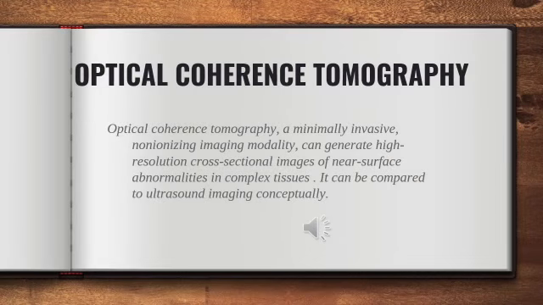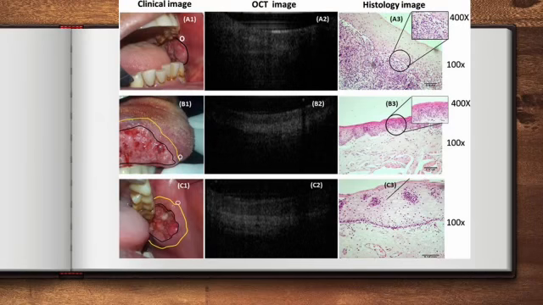Optical coherence tomography, a minimally invasive, non-ionizing imaging modality, can generate high-resolution cross-sectional images of near-surface abnormalities in complex tissues. 16. It can be compared to ultrasound imaging conceptually.